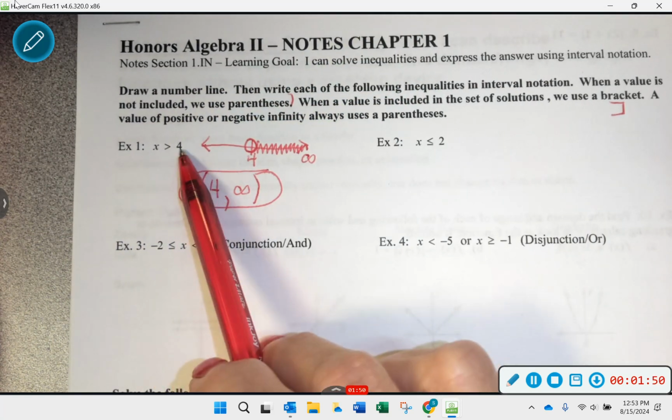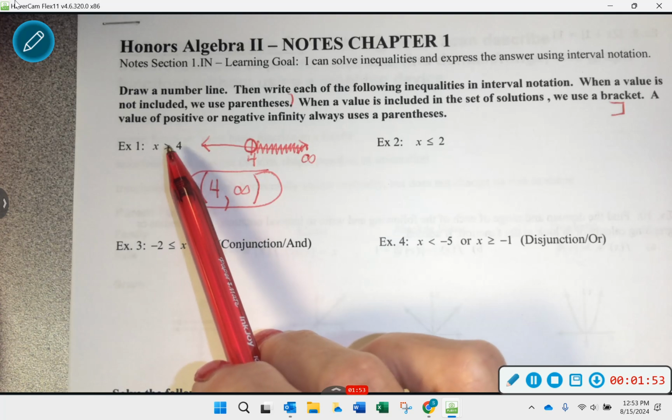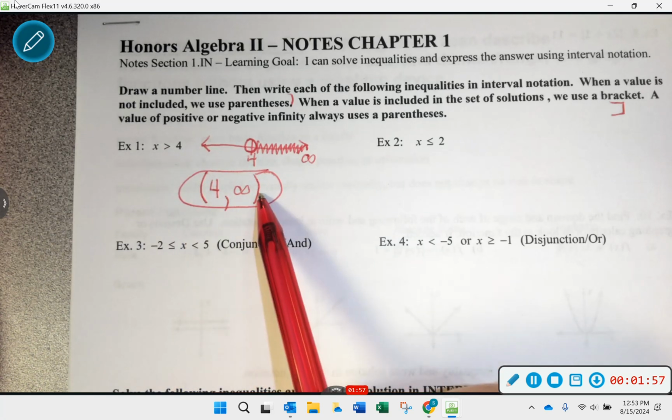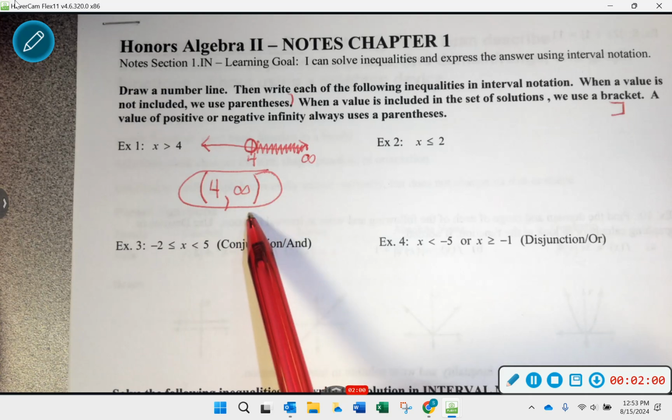These mean the same thing. This is kind of thought of as like the less sophisticated way of writing it. Interval notation is what you use when you get into pre-calc, calculus, so we're going to start it now.